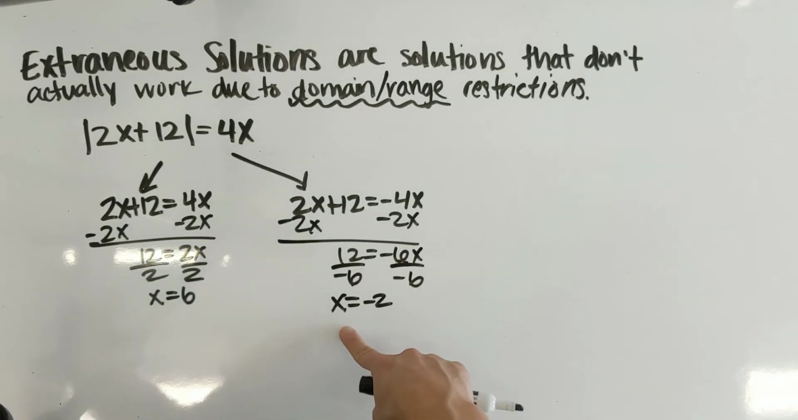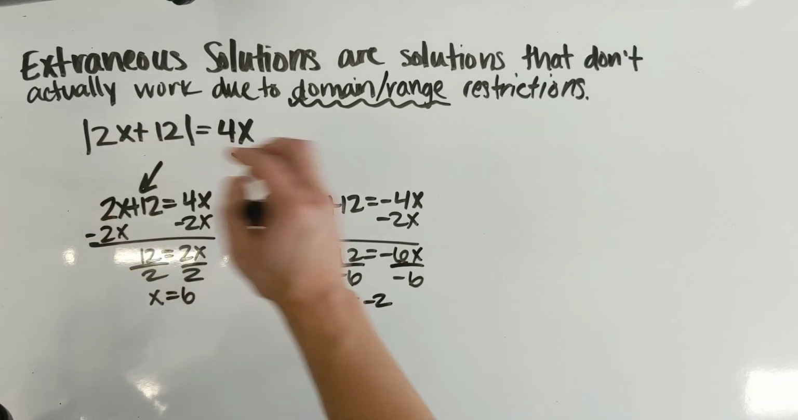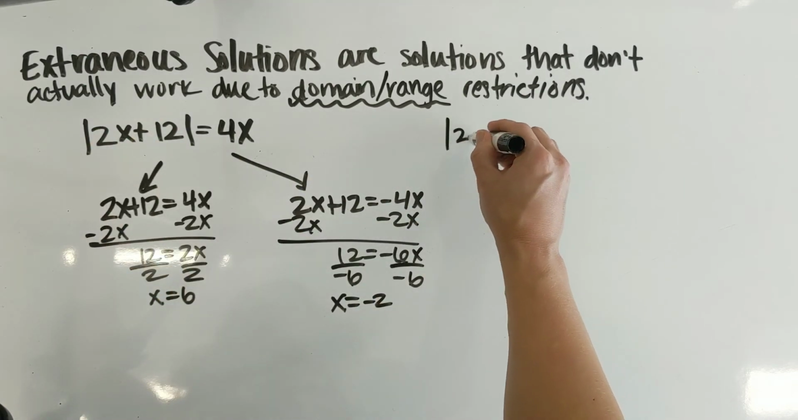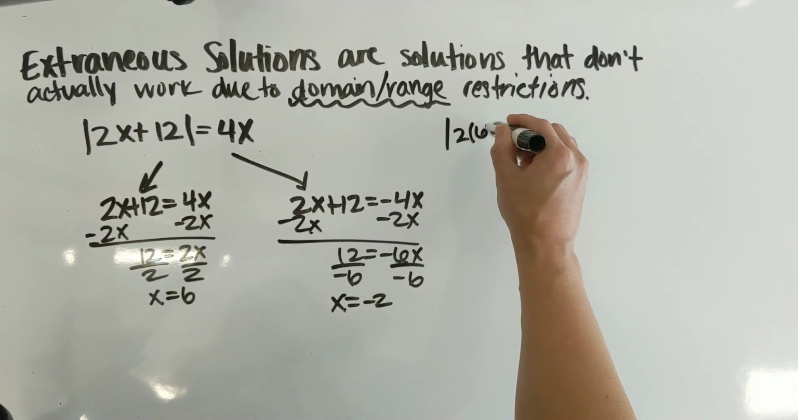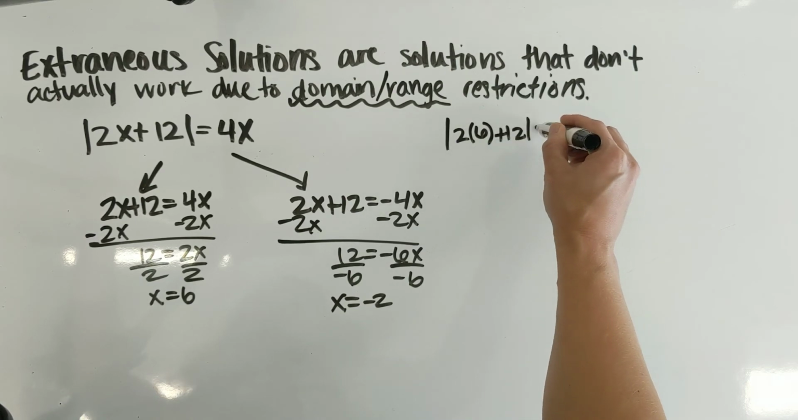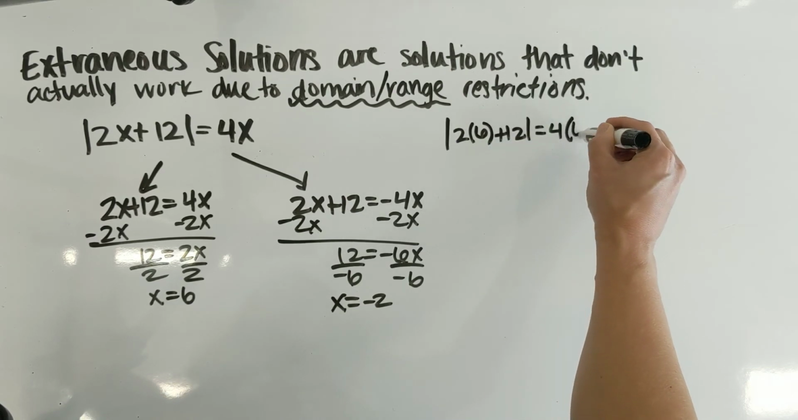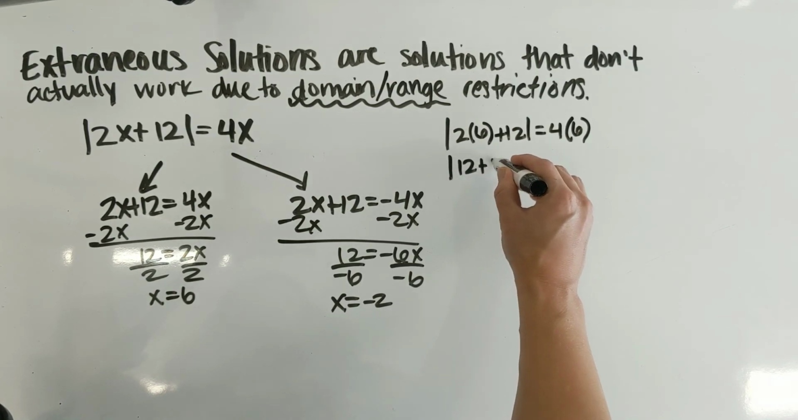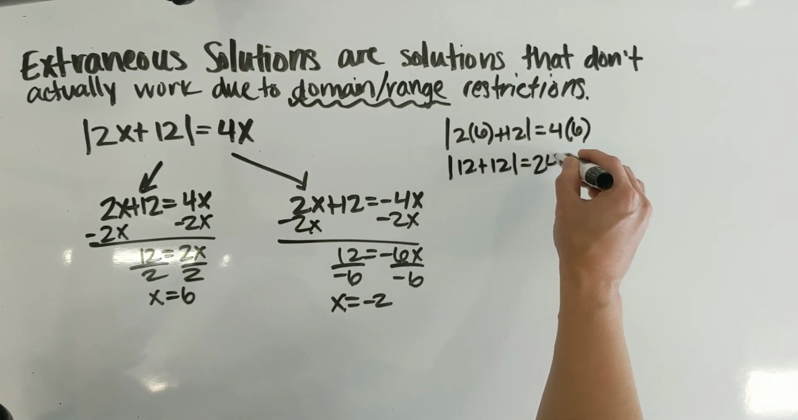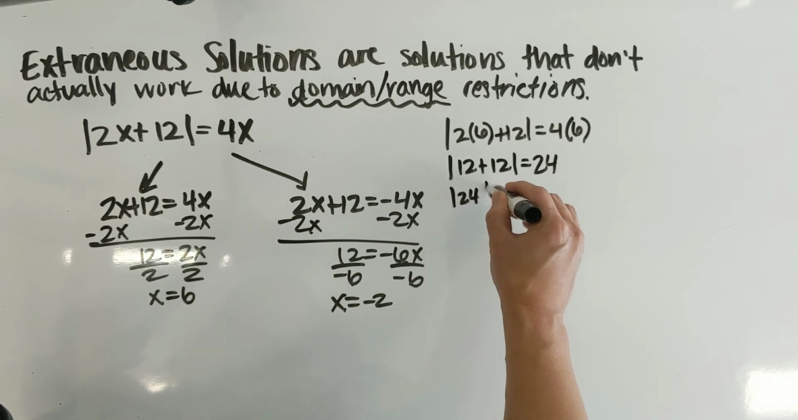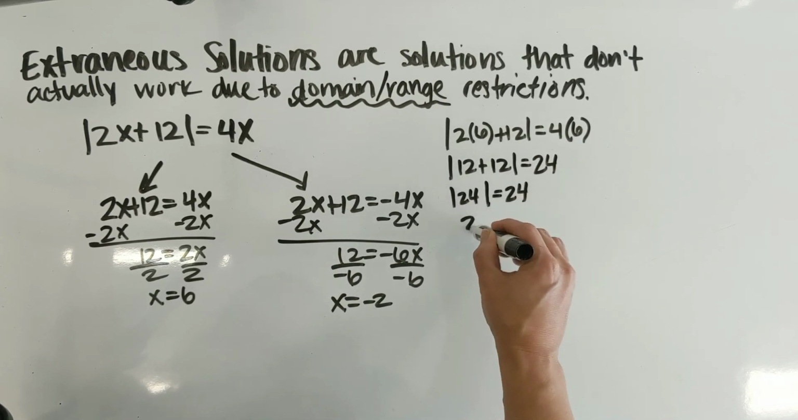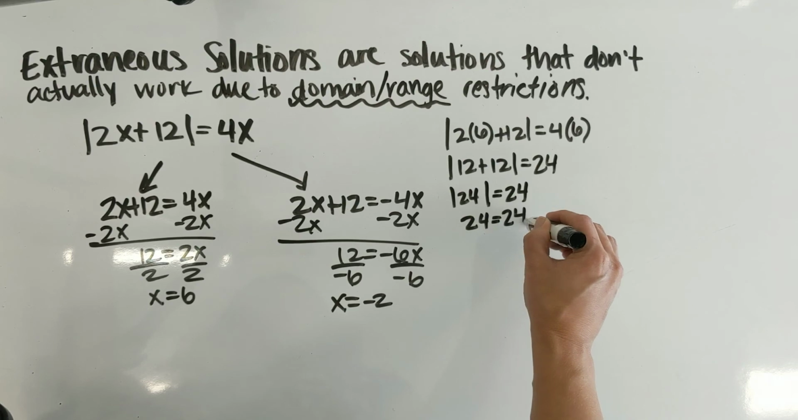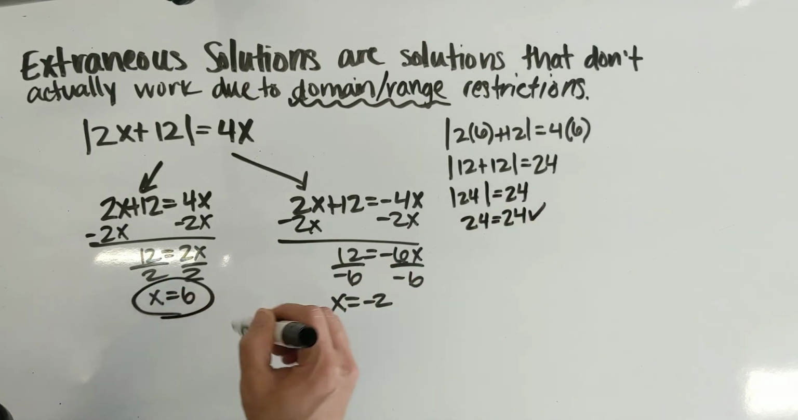Well, if I check these, if I actually go back and substitute them into my original equation, they should give me a true statement. So I'm going to replace all of my x's with 6 first. So I get the absolute value of 12 plus 12, which is 24. So the absolute value of 24 is equal to 24. So that one's true. That one works. So I'm going to circle that answer.